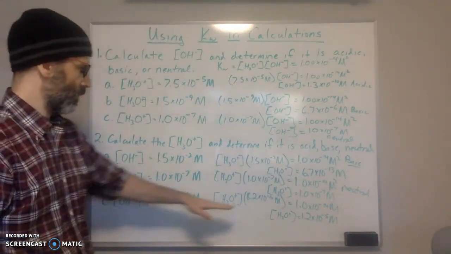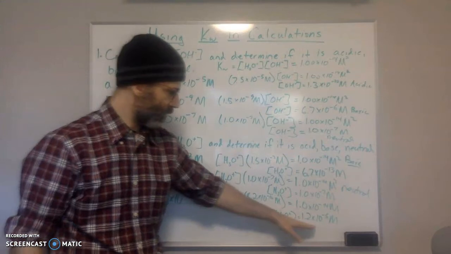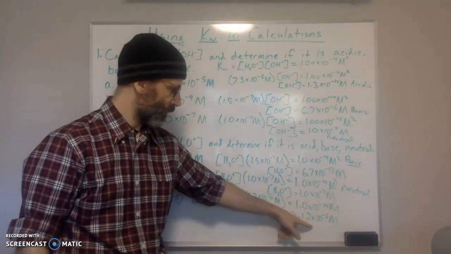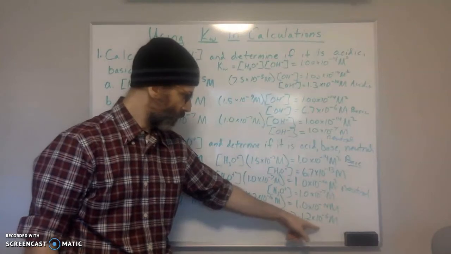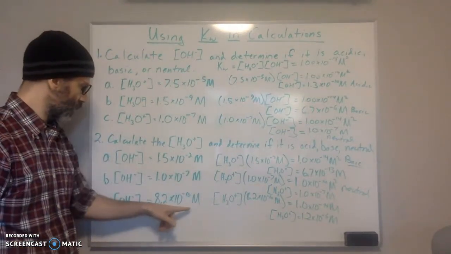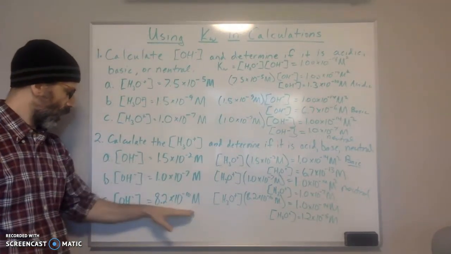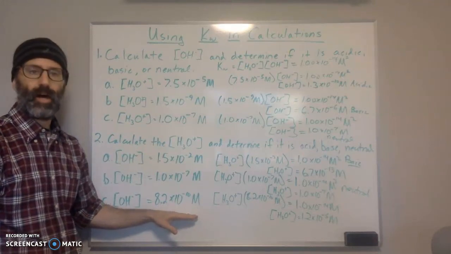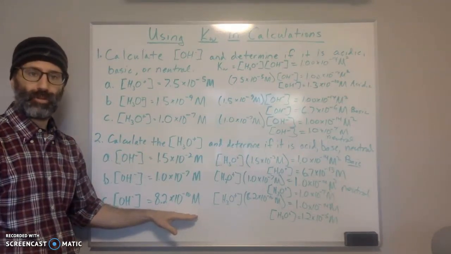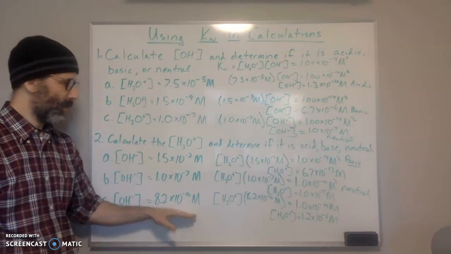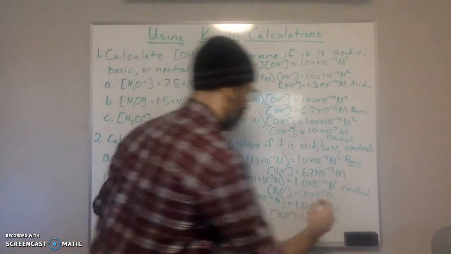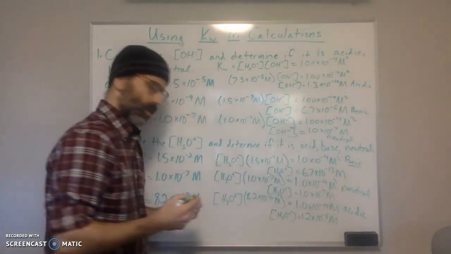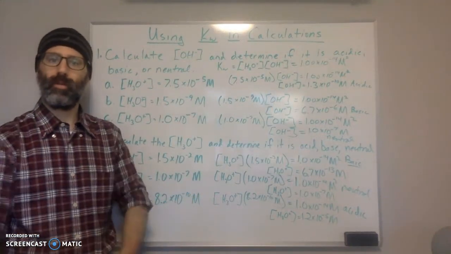And once again, for the H+ concentration, you can tell that it's going to be greater than 1.0 times 10 to the negative 7. So this would be acidic. You could also tell here that your OH- concentration is less than what you would expect at neutral. So since it's less, again, it's going to be acidic. So this is acidic.